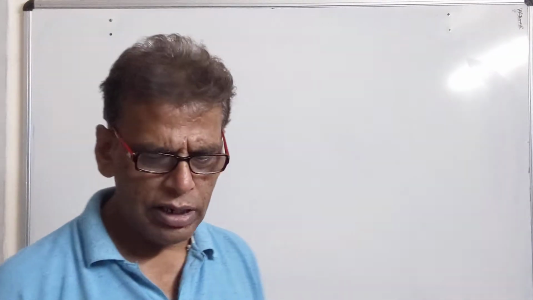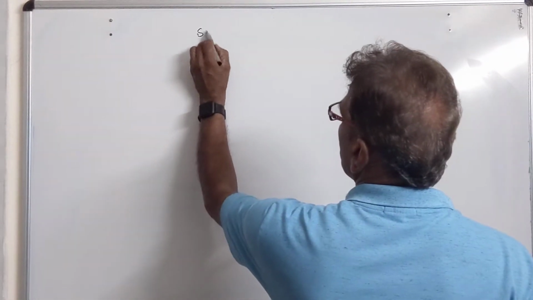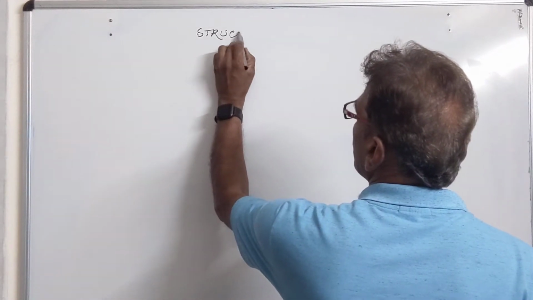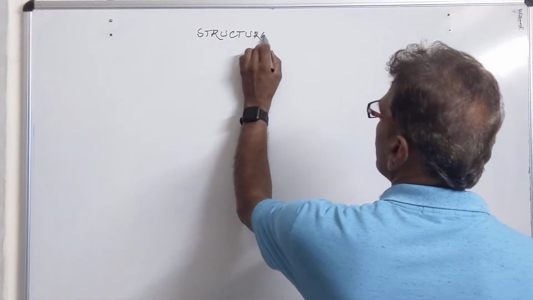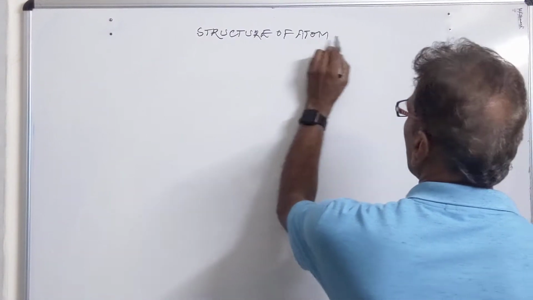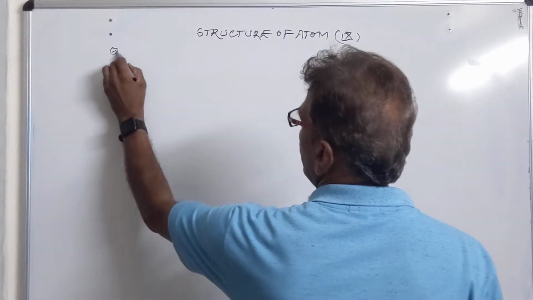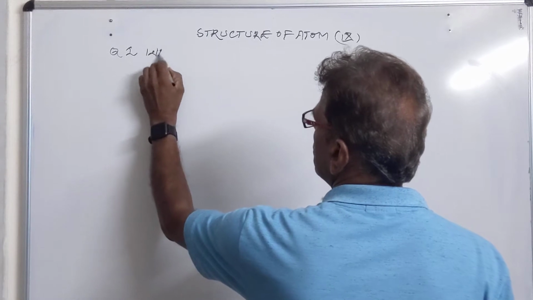We are continuing with the structure of atom of 9th class. Let us do the text questions. Question number 1 is, what are canal rays?